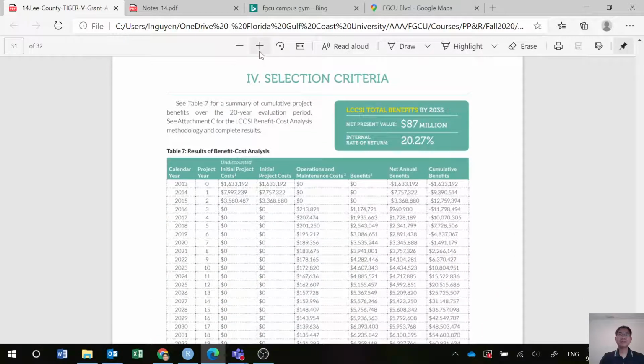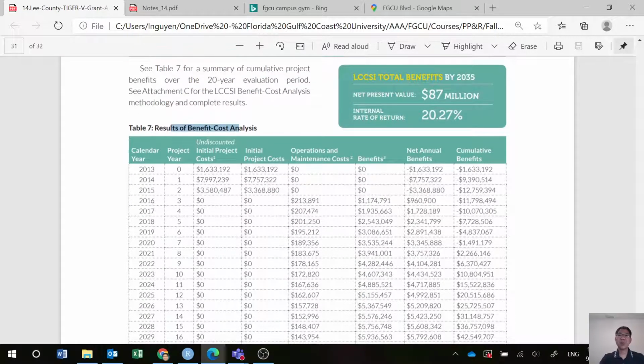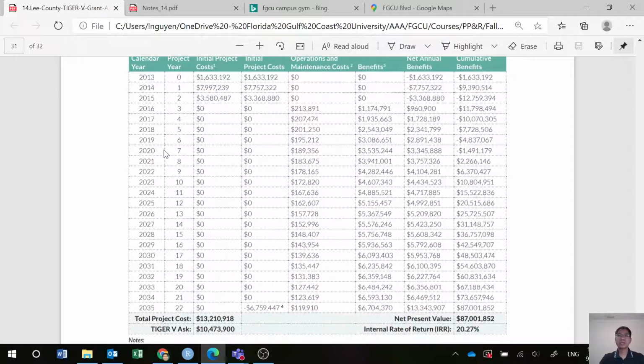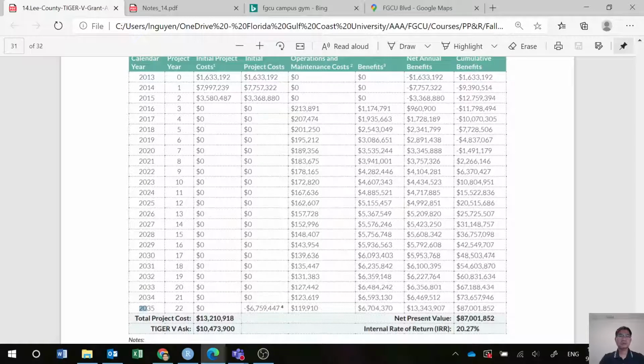So here it is, the selection criteria, and here they show you the benefit cost analysis. The project starts at 2013, the projection at time zero, and you can see it's just like our free body, our cash flow diagram, from 0 to year 22, 2035. This is the initial project cost, and then you can see the benefit that the project can bring.